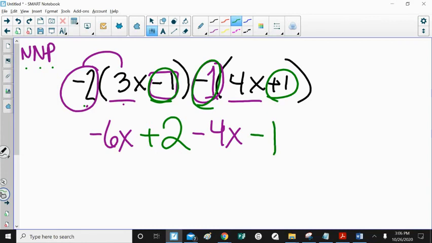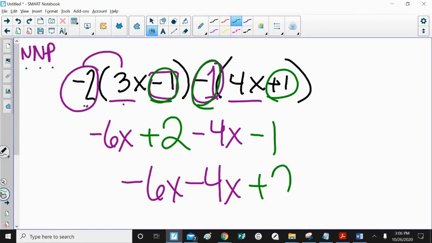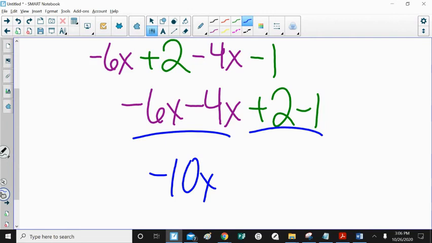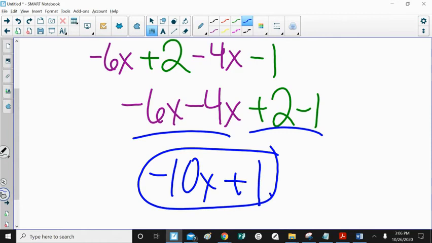And I'm going to rewrite my expression grouping my variables together and grouping my constants together. Now I'm going to take the net value of my variables and the net value of my constants, and that is my expression, -10x plus 1.